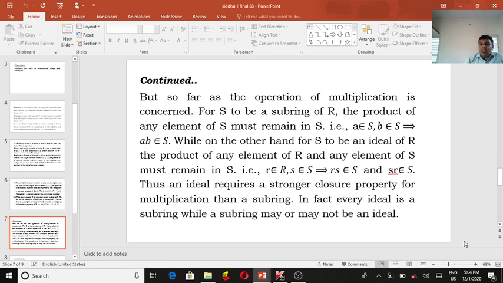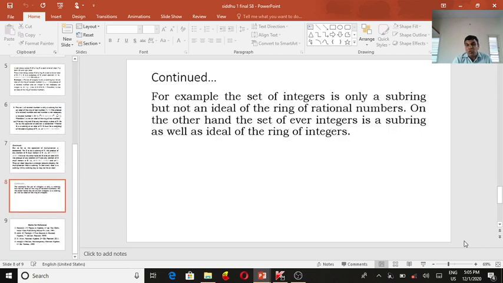Thus, an ideal requires a stronger closure property for multiplication than a subring. In fact, every ideal is a subring, while a subring may not be an ideal. This is understood: every ideal is a subring, but a subring may not be an ideal. The stronger closure property holds in ideals.